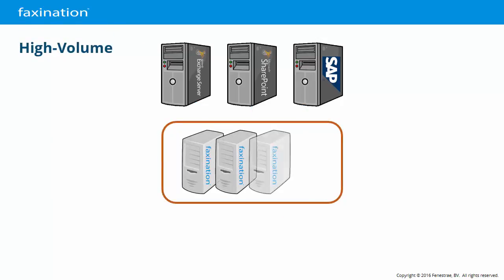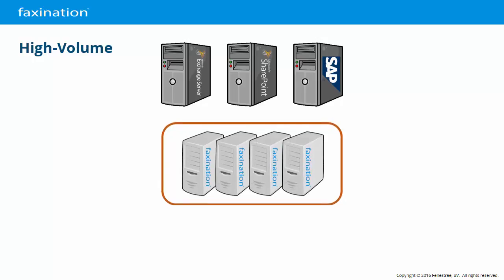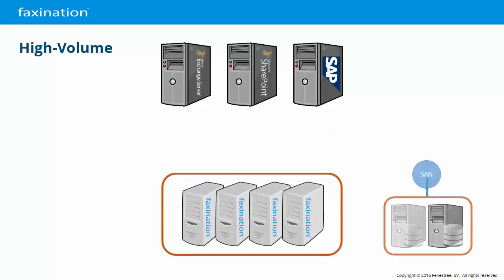For a high-volume implementation, load balancing is the preferred option. In this design, we have 2 or more Faxination kernel machines running in parallel but completely independent of one another. We have the same requirements for an external, high-availability Faxination queue and SQL resource that we did for the active-passive design.